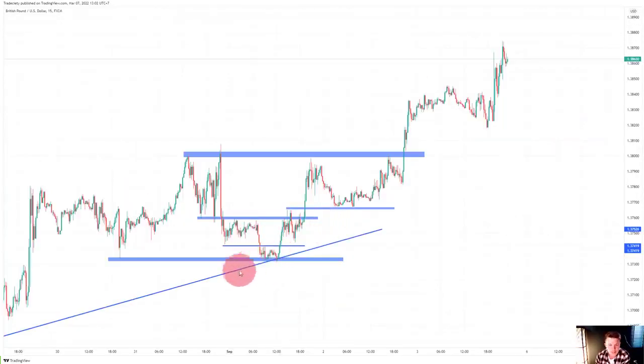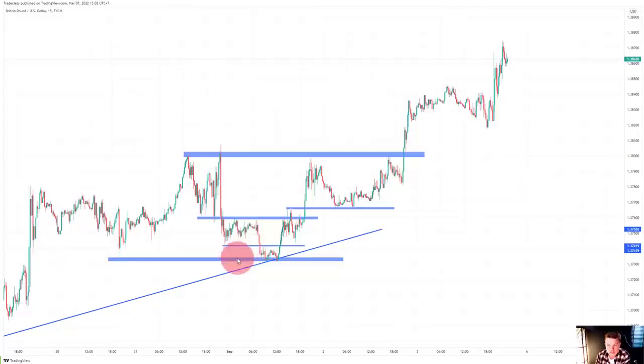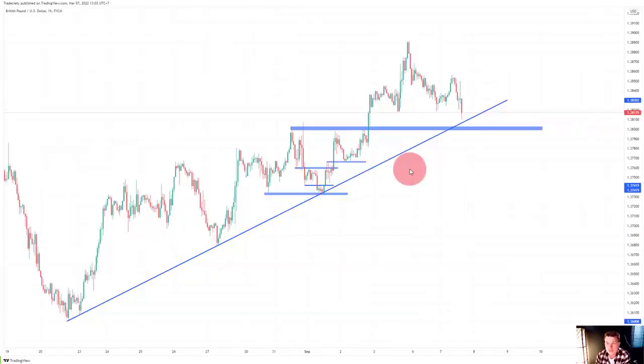So the idea is that you start on the higher time frame, you look for an active trend line that the market is moving back into. Then you drop to a lower time frame, you look for double bottoms, you look for structures, and then you simply trade them from structure to structure, either with a breakout or a break and retest approach.